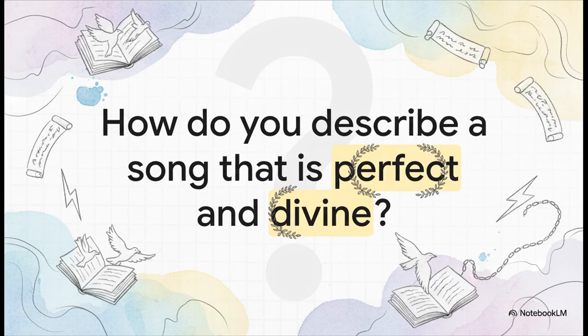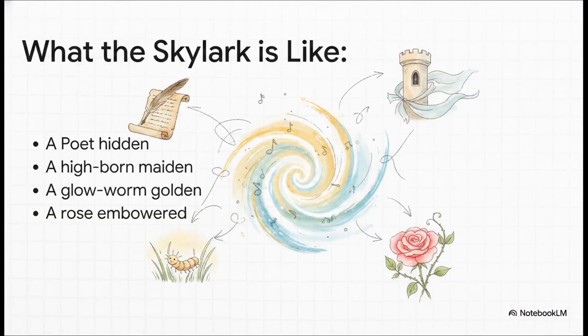Shelley, the poet, is desperately trying to bottle this perfect, spontaneous song with his words, but human language just keeps failing him. It's not enough. So what does he do? He just starts throwing metaphors at it, one after another. He's like, what is this song like? It's like a hidden poet. It's like a maiden in a tower, a glowworm, a rose. And all of these things are beautiful, for sure, but none of them are quite right.